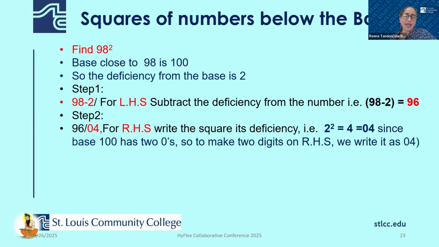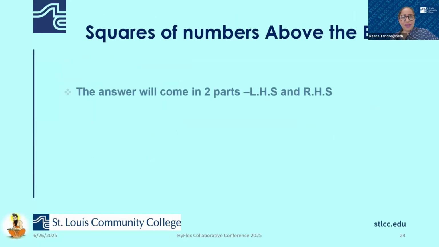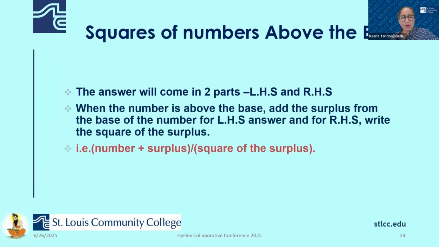So we will write here 04. Why 04? Because we have 100 as a base, so that's why we add two zeros. You can see here we are adding the 04. So my final answer is 9604 for this question, 98 squared. So within seconds you can solve it. I hope you get it. So my answer is 9604. You can try the next question if you want.